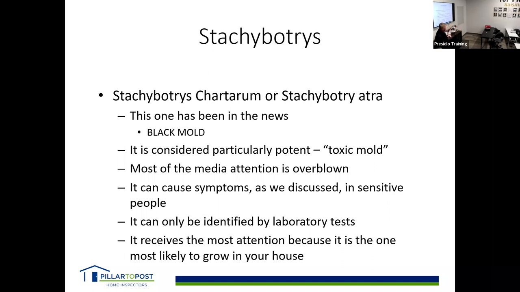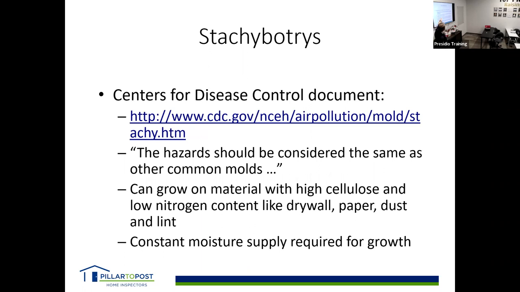So again, this is from the Center for Disease Control in regards to Stachybotrys. The hazard should be considered the same as other common molds. So whether it's black mold, stachy, toxic mold, or it's aspergillus, which is probably the most common one we find, it doesn't really matter from a health perspective. It's mold. We want it out of our house, but having black mold doesn't make it any worse. Why that happens is kind of a side note. Why stachy gets more attention? It's for a couple of reasons, in my opinion.